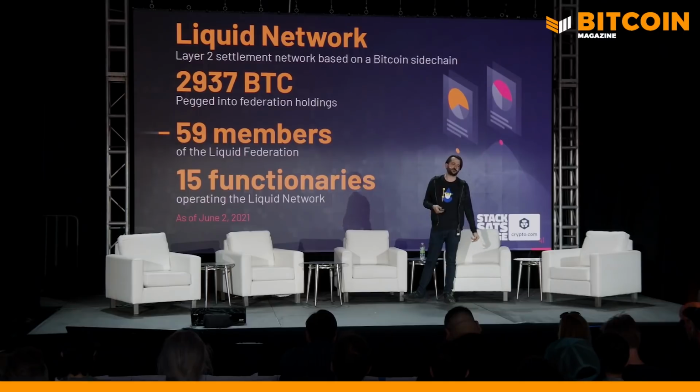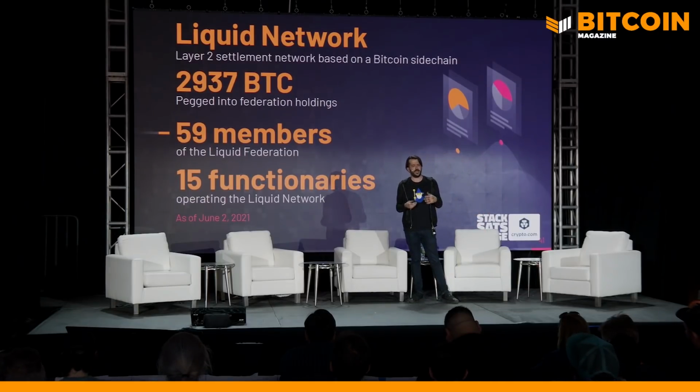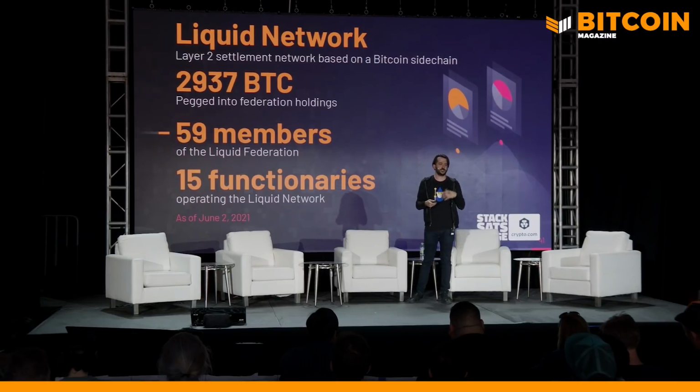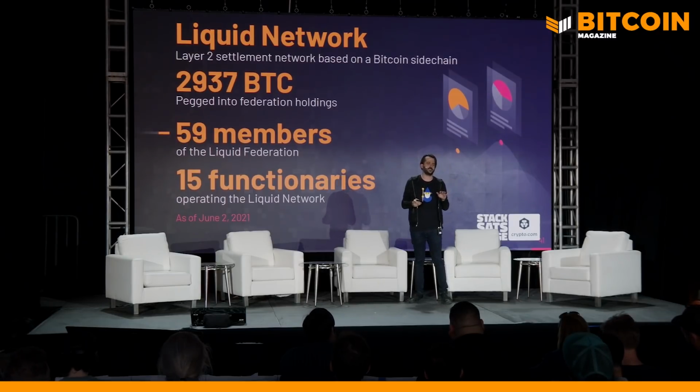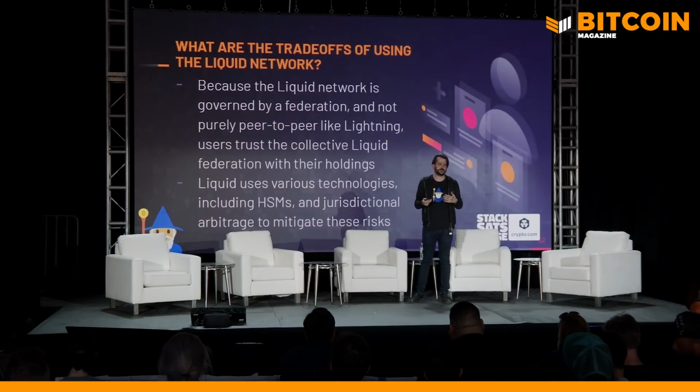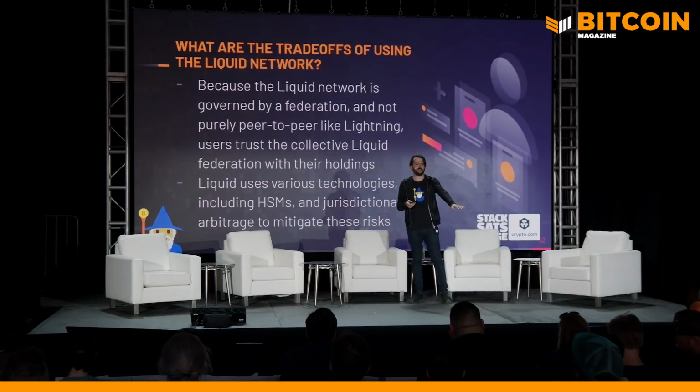And so far, there's almost 3,000 Bitcoin in the Liquid network. There's almost 60 members now, and 15 functionaries. It's slowly getting some adoption, but it's not quite to the level of Lightning yet when it comes to everyday things. And because it's governed by a federation, you're trusting the collective Liquid federation.